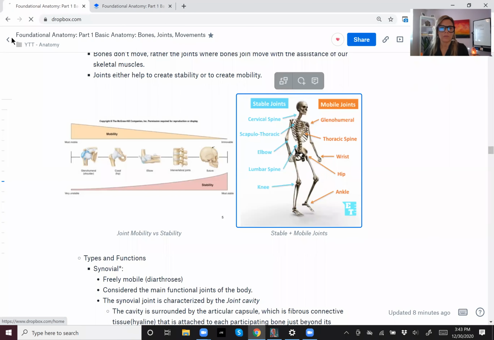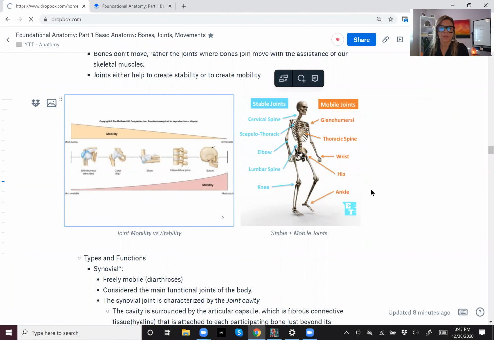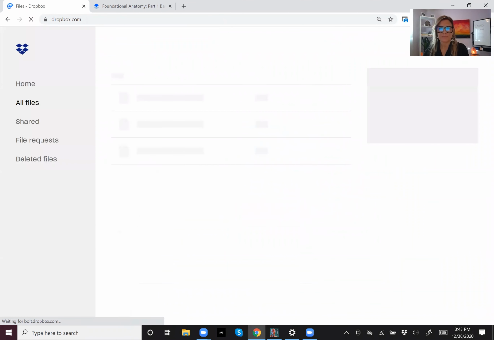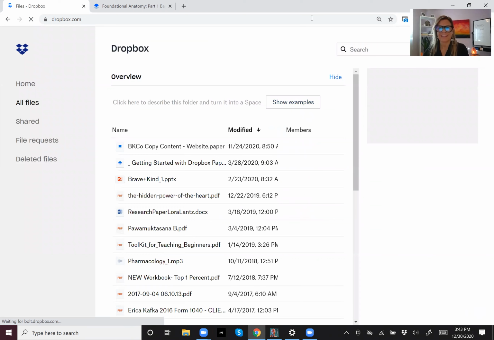But so, whoop, well, hang on one second. We got to get the screen share to work again.